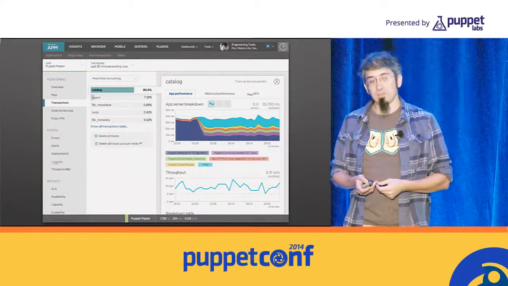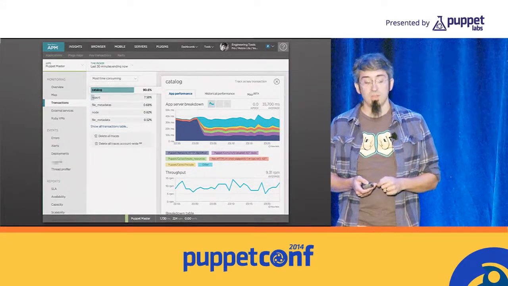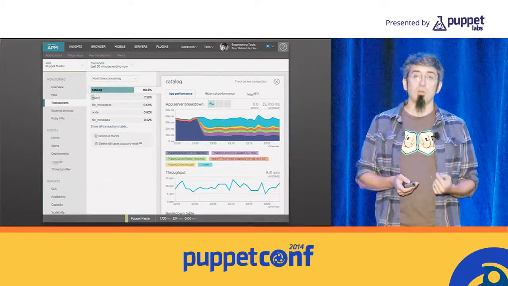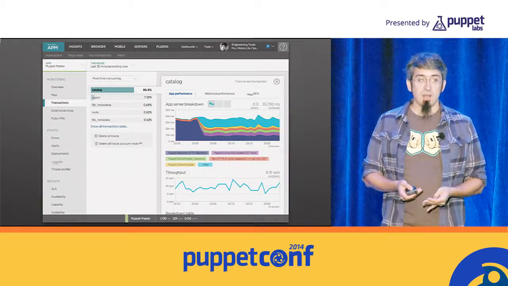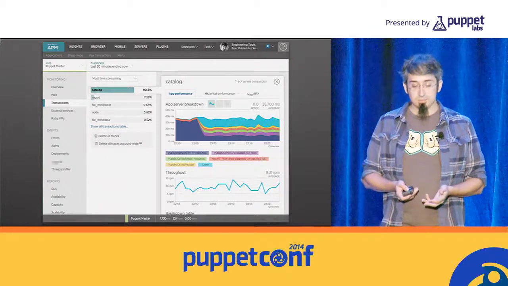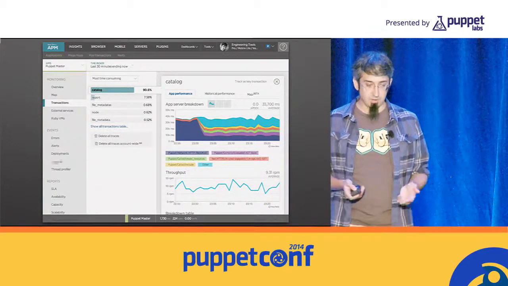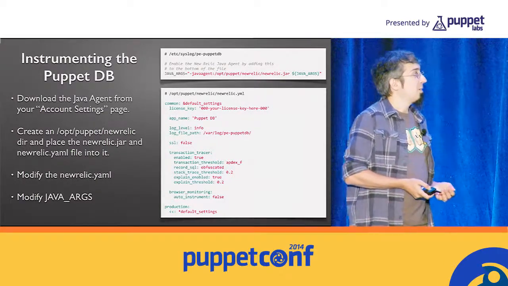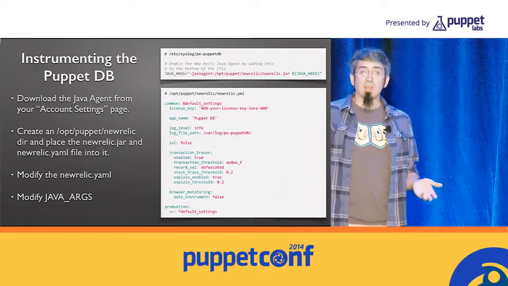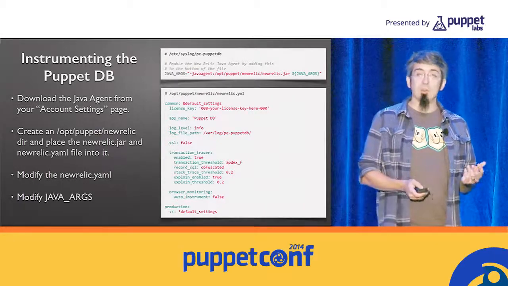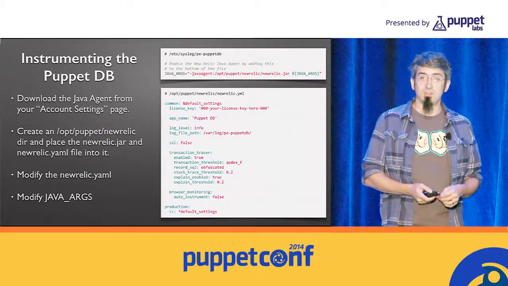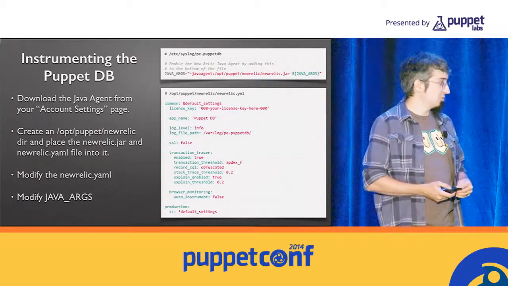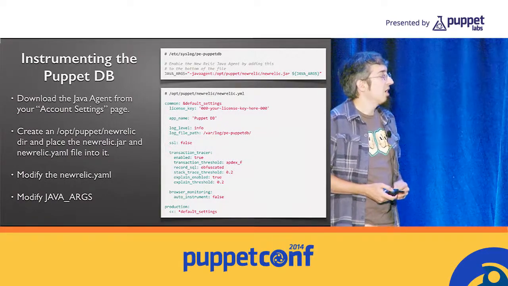When we first put this system in place, what we noticed was that our catalogs were spending all of their time waiting on PuppetDB, which was very surprising to us. So we had to move on to the next phase and instrument the PuppetDB. PuppetDB is just another web application. It turns out it's actually easier to instrument than the Puppet Master because it's based on Jetty, at least the version that I was working with here.